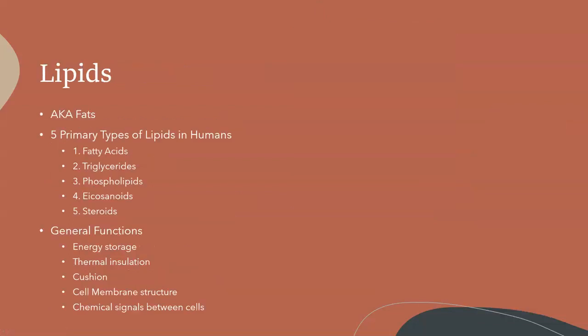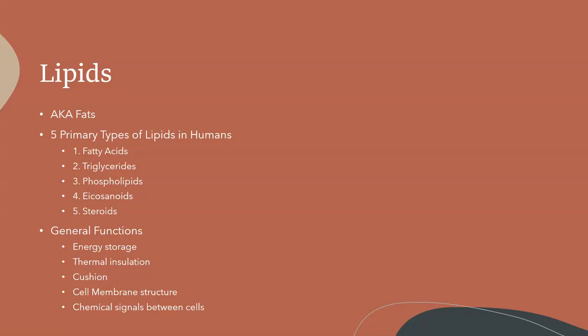Okay, now we'll talk about lipids. Lipids, aka fats, aka things that they told you at once you shouldn't eat, and now they say you should eat, and okay, we'll talk about this. Lipids, there are 5 primary types of lipids in humans: fatty acids, triglycerides, phospholipids, eicosanoids, and steroids. Now, the general functions of lipids are energy storage.